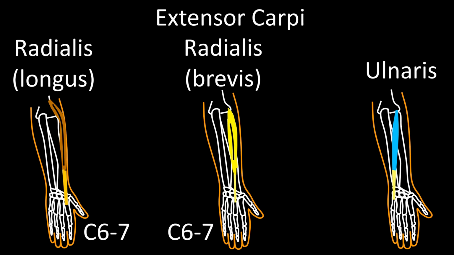The last of the extensor carpi muscles is the extensor carpi ulnaris. The extensor carpi ulnaris receives innervation from C6, C7, and C8 spinal segments. The extensor carpi ulnaris has two actions. The first action is wrist extension. The second action is wrist adduction or hand ulnar deviation.